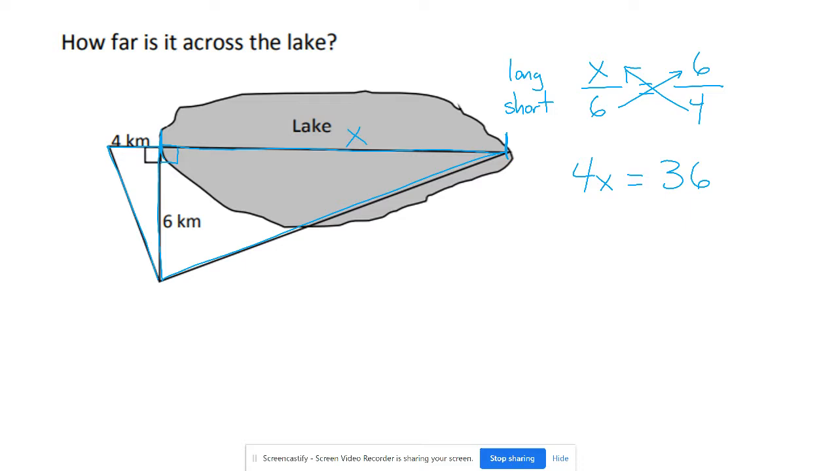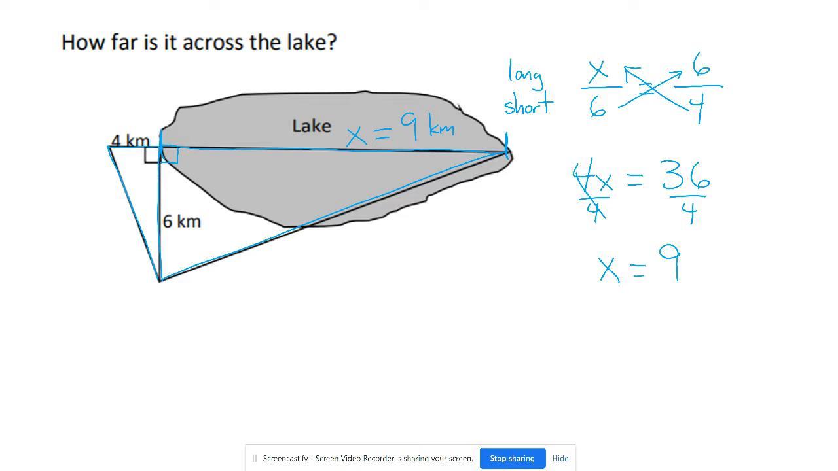So now we have 4x equals 36. We'll divide both sides by 4. And 36 divided by 4 is 9. We get x equals 9. So this lake is 9 kilometers across.